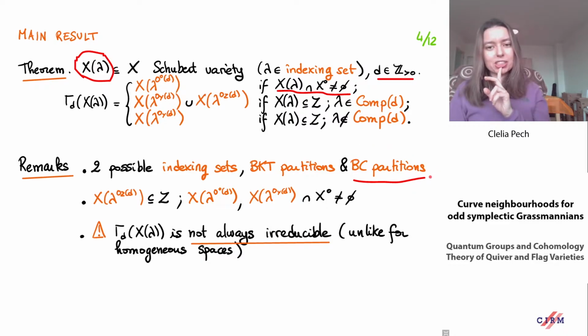And they're called BC partitions, not because of the type, but because they are compatible with the Breuer order. So BC stands for Breuer compatible. And I'll explain all of these later.